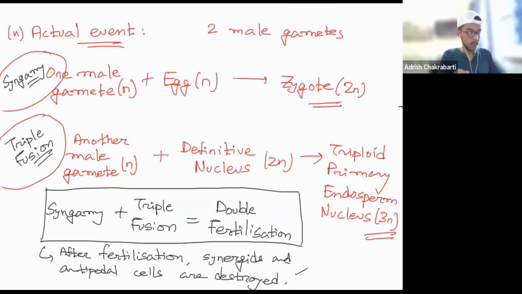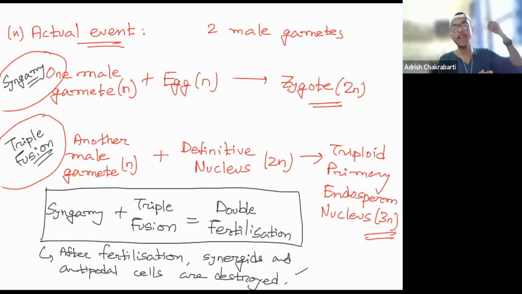Okay. So just a quick recap. So what is happening in double fertilization? Syngamy and triple fusion. Syngamy: male gamete plus ovum, N plus N, forming zygote 2N. Triple fusion: another male gamete N plus definitive nucleus 2N. What is definitive nucleus? The 2 polar nuclei in the central cell combine just before fertilization to form the definitive nucleus or secondary nucleus 2N. N plus 2N gives the triploid 3N primary endosperm nucleus.